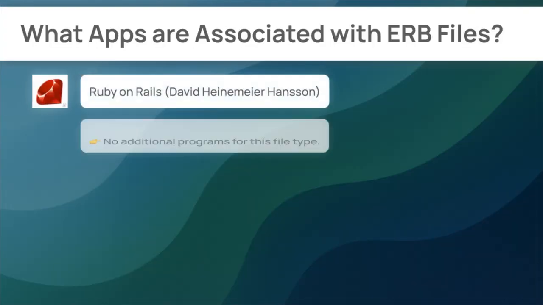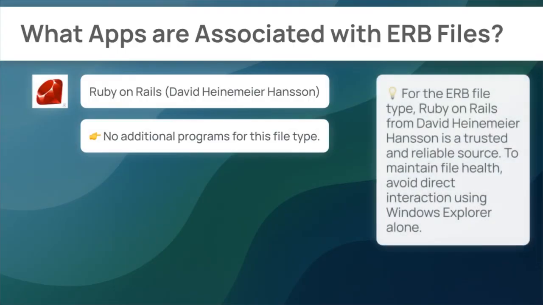David Heinemeier Hansen defined Ruby on Rails as the application primarily intended for ERB. The proprietary indexing requires careful handling to avoid critical file system errors. Windows treats scripts purely as text, so resolving their instructions requires the interpreter.